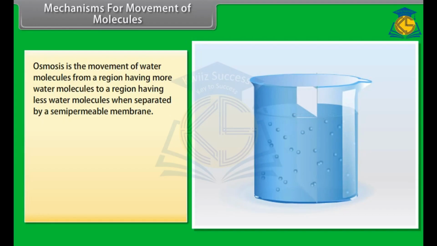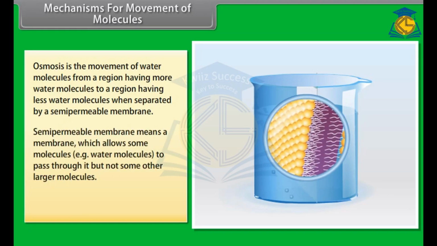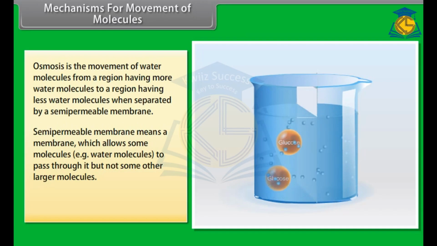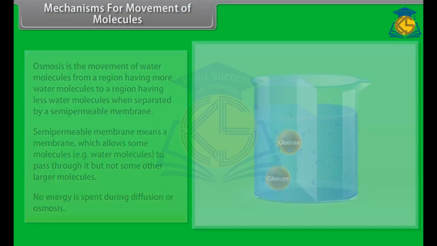Osmosis is the movement of water molecules from a region having more water molecules to a region having fewer water molecules when separated by a semi-permeable membrane. A semi-permeable membrane means a membrane which allows some molecules, that is, water molecules, to pass through it but not some other larger molecules. No energy is spent during diffusion or osmosis.